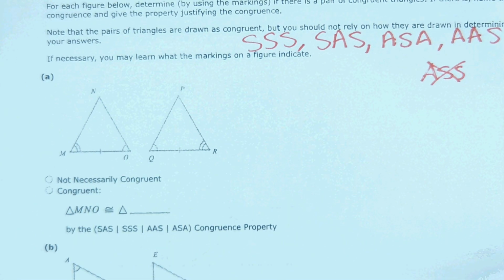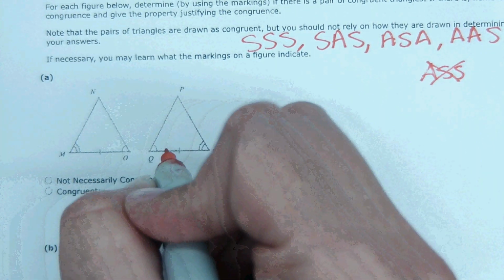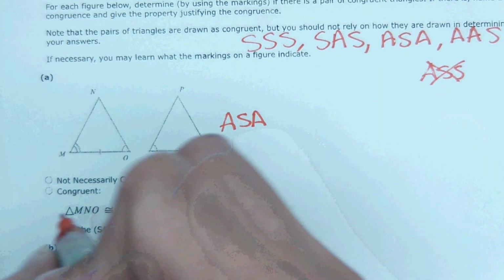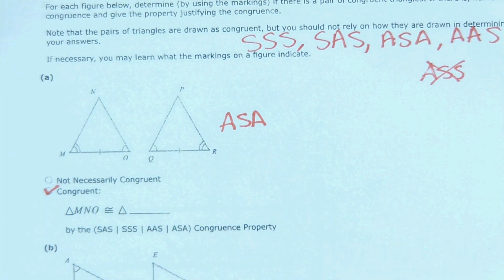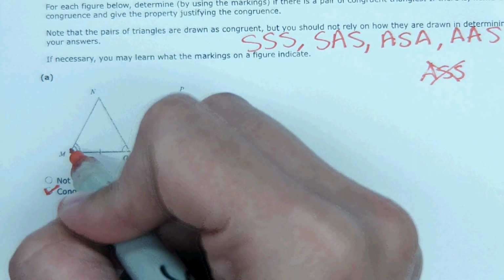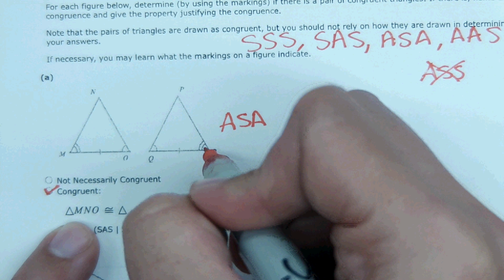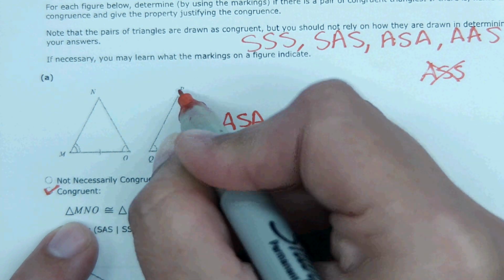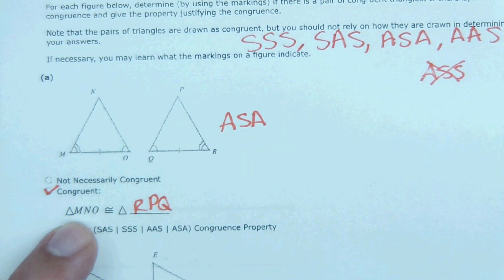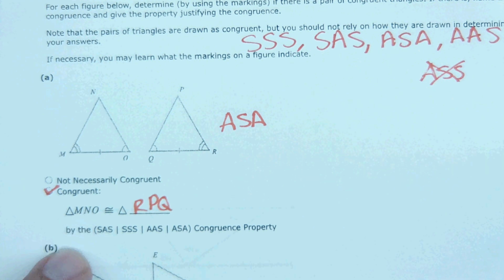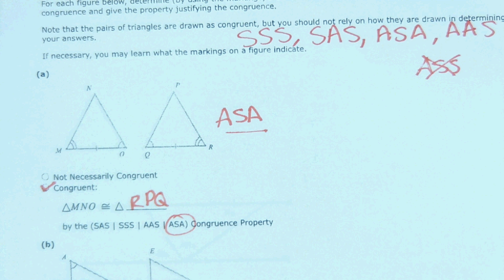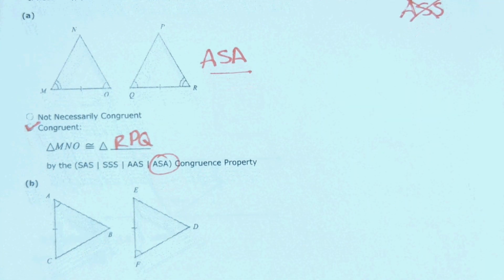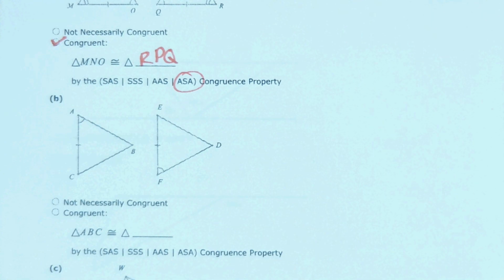Okay, so for question A, I see angle, side, angle right away. So I'm keeping that in mind. So that means they are congruent because I have one of these. And then the congruent statement, I need to make sure that everything matches as I go through it. MNO, so it's 2 to none to 1. So 2, none to 1. RPQ has to be in the correct order with everything matching. And then by the, I already wrote angle, side, angle. That is that.